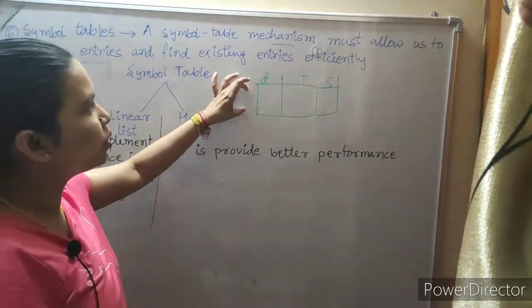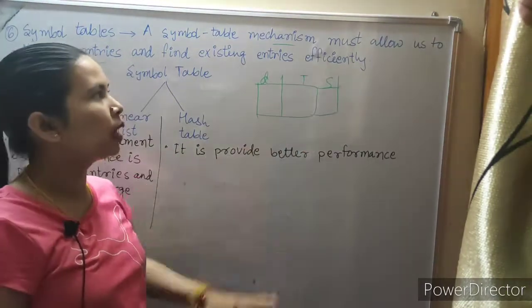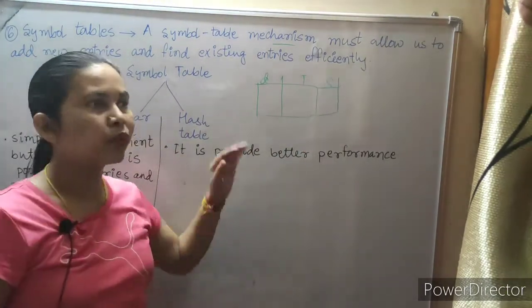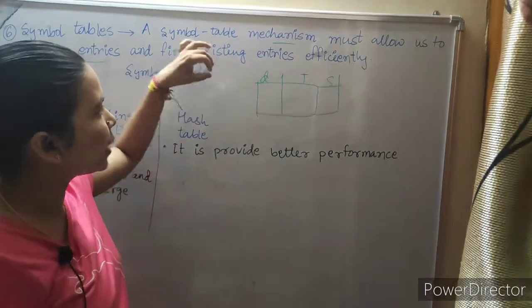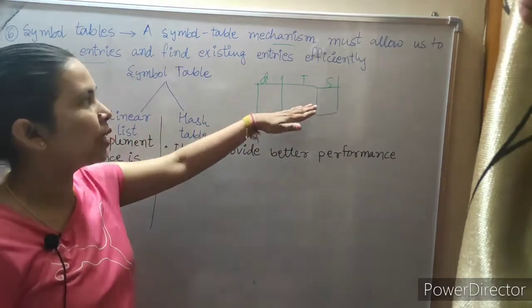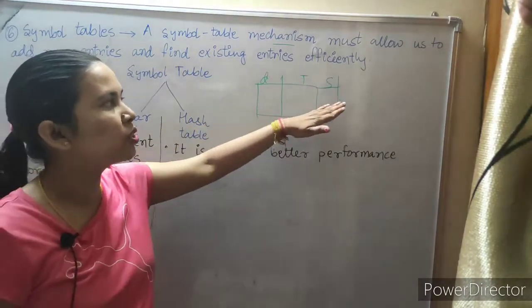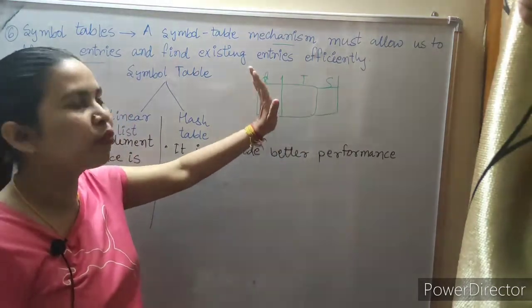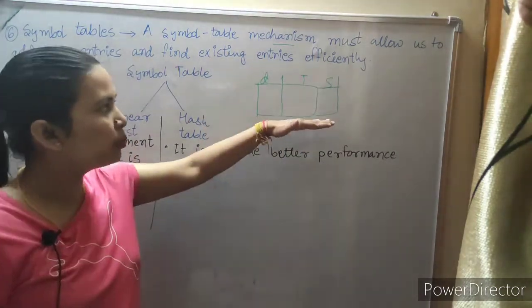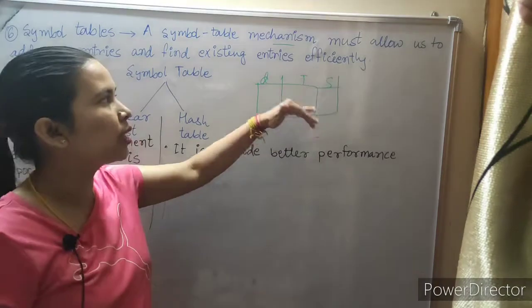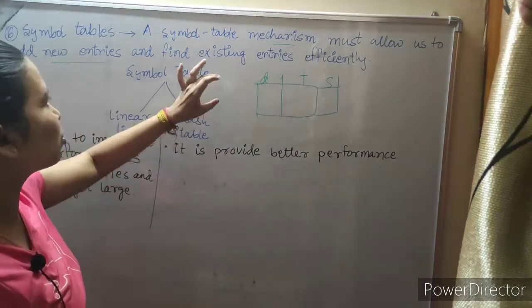Add a new entry, that means whenever in the phases of compiler, in the front end, we are entering the data to the symbol table. In the back end we are fetching the data. From the intermediate code we are fetching the data from the symbol table. So this is the meaning.